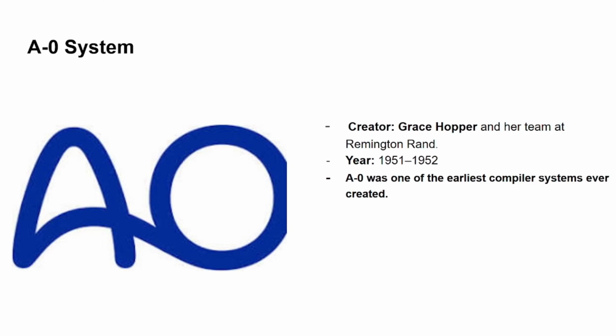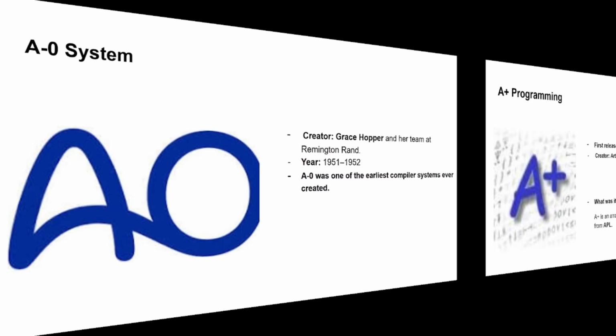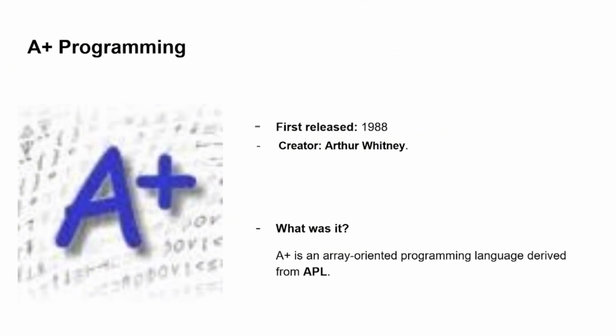Next up, the A0 system. This one's a personal favorite of mine. Created by Grace Hopper and her team at Remington Rand back between 1951 and 1952, A0 was one of the earliest compiler systems ever built. Just let that sink in for a second. We're talking about the very early days of computing here.